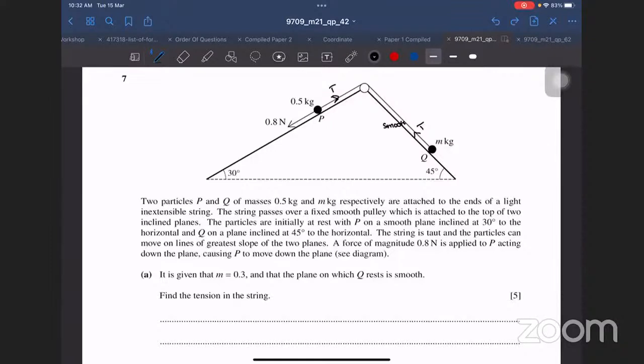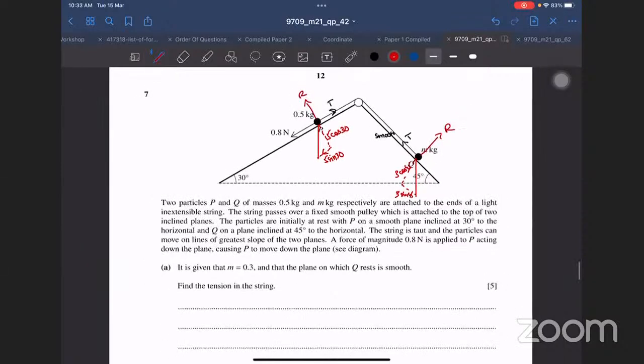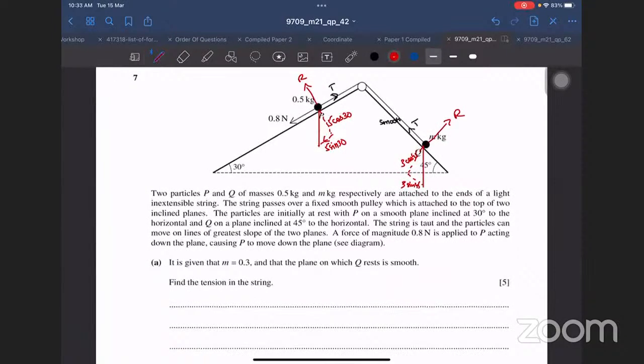Okay, let's draw. 5 sine 30, 5 cos 30. M in this case is 0.3, so 3 sine 45, 3 cos 45. There is no friction involved, so I can just say that this is going to be a system in motion and P is moving.